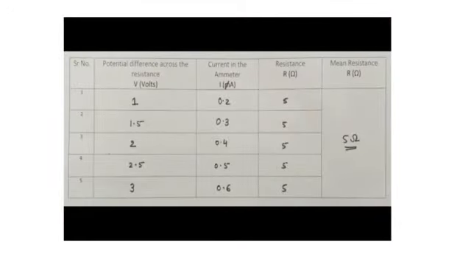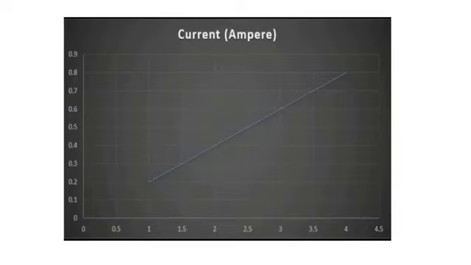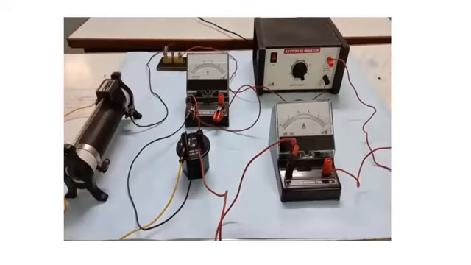So in the first case, the voltmeter reading was 1, then it was 0.2. So if you plot a graph, the graph will give a straight line.